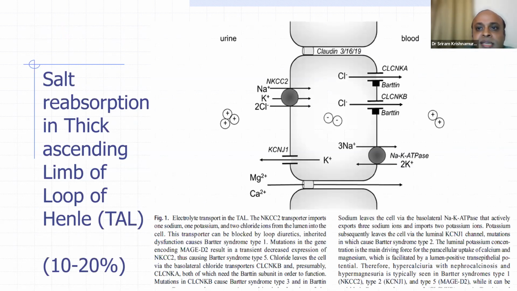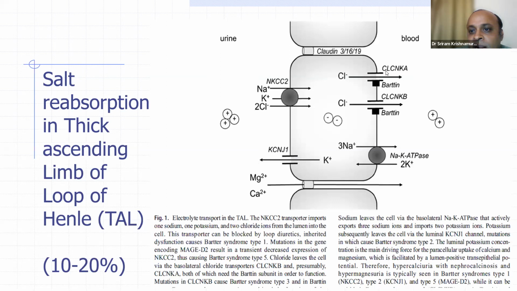So to understand Bartter syndrome, we first need to know some basics, which are the salt absorption in the thick ascending limb of the loop of Henle, which is about 10 to 20%. And this is primarily mediated through the NKCC2 channels in the luminal side of the thick ascending limb of the loop of Henle. And here you also have the KCNJ1 channels, which encode the ROMK channels. These are responsible for pushing out the potassium into the luminal side.